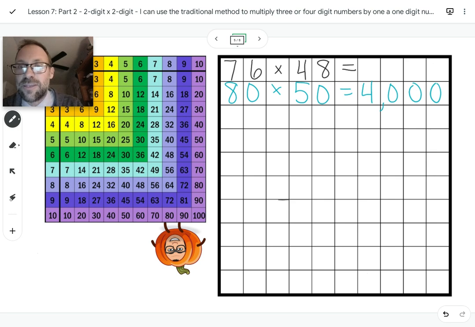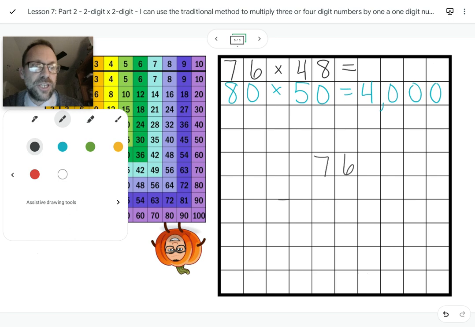We're going to copy these numbers down. 76 on top. It's the first number, but it's also the biggest number, and that's important. Generally, we like to put the bigger number on top, even though we don't technically have to. You could put the bigger number on the bottom, but conventionally, we always put it on top.